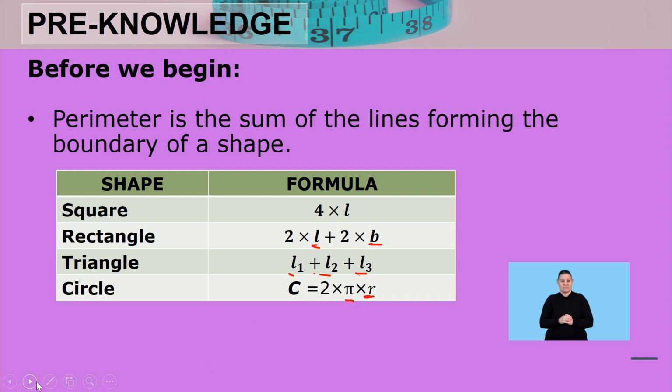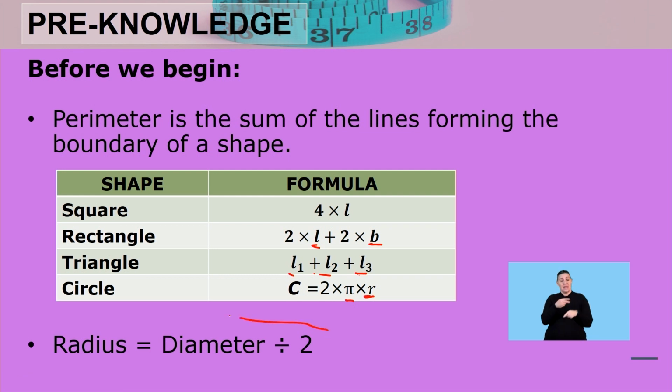All right, how does that work out for us? The radius is the diameter divided by 2. There you go. That's needed for the circumference question.